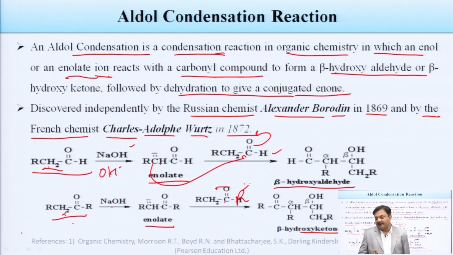Okay. Ultimately, the one thing you have to remember is that the ketone or the aldehyde which we are using in this particular reaction must have at least one alpha hydrogen. Alpha hydrogen means the hydrogen present on the alpha carbon. Alpha carbon means the carbon next to the carbonyl group carbon.